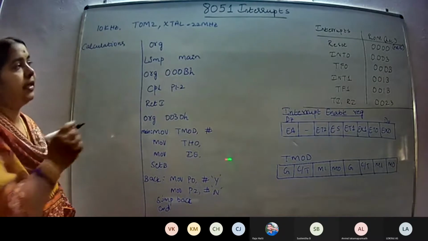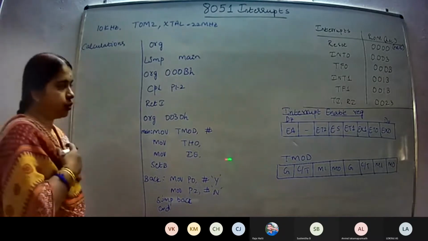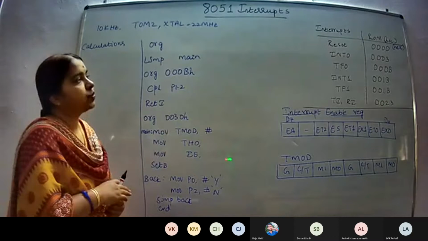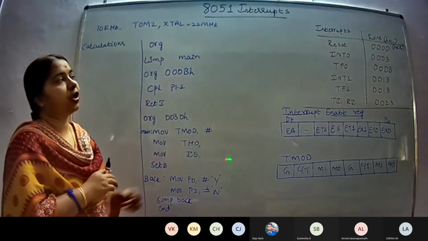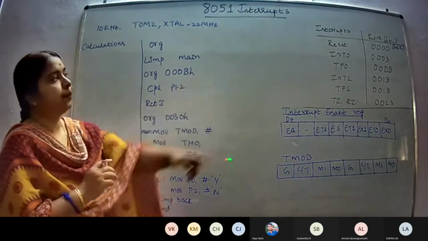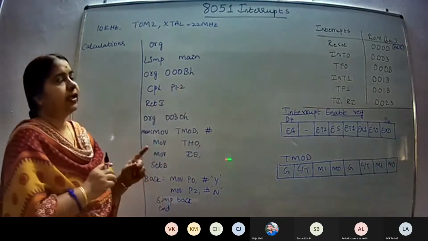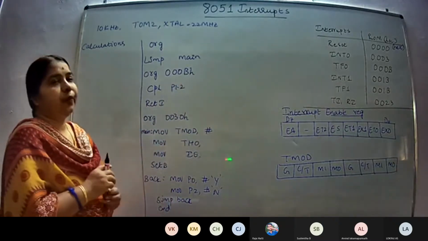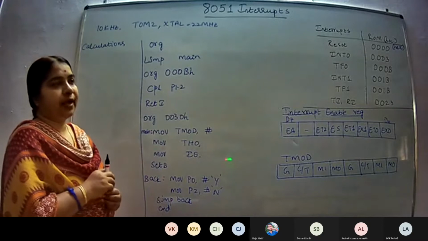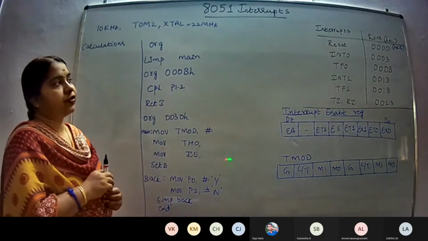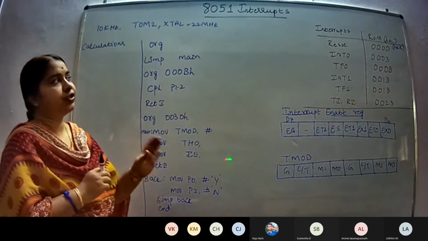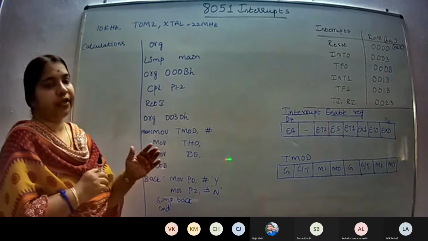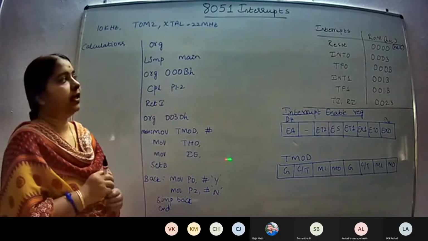The interrupts and their locations are shown on the whiteboard here. The first one is the reset interrupt, and its address is 000H. All addresses are in hexadecimal. You might have observed in lab programs that whenever we start at 000H, we give a short jump, because address 000H is reserved for reset.